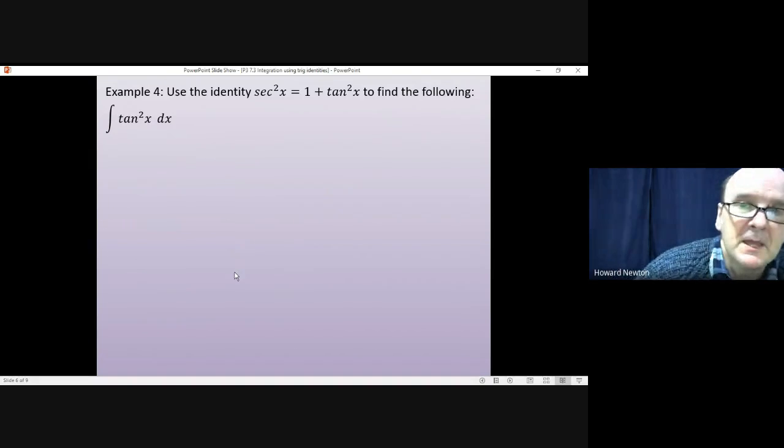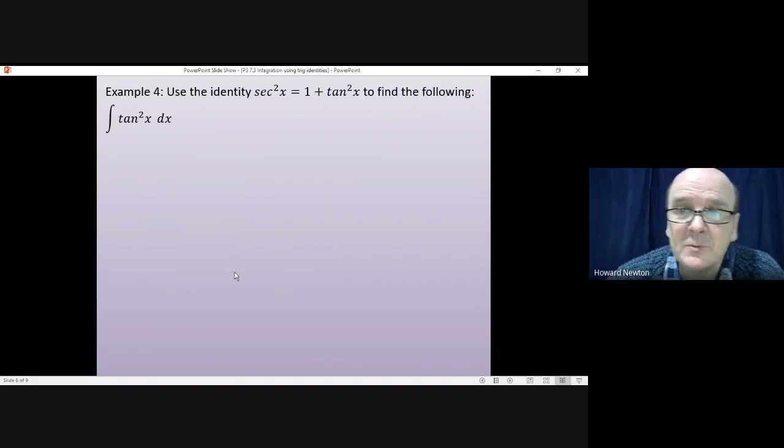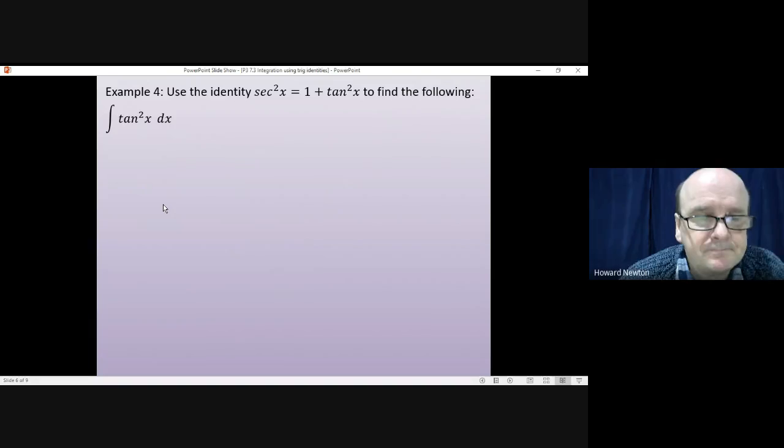Example 4, use the identity sec squared equals 1 plus tan squared to find the following integral. So the integral of tan squared. I'll let you have a go at this. So pause the video, have a go, and come back to me when you're ready.